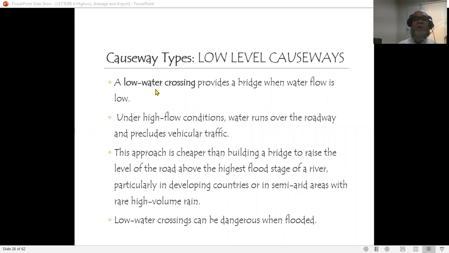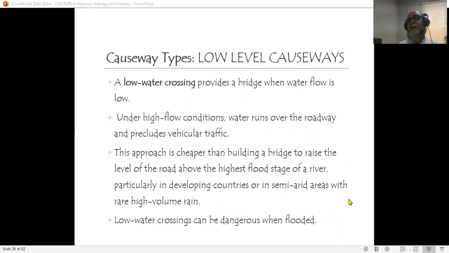A low-level causeway provides a bridge when water flows low. Under high flood conditions, water runs over the causeway and it stops the vehicle traffic. This approach is cheaper than raising the level of the bridge above the highest flood stage of the river, particularly in developing countries or in semi-arid areas where rare high volume rains do occur. Low water crossings can be dangerous when flooded.